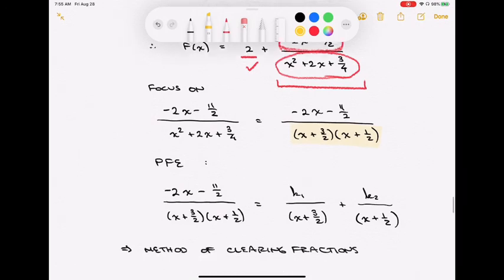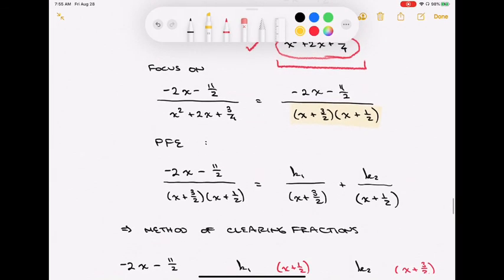What does the PFE say? It says that that quadratic piece can be broken up into a sum of pieces depending on the order of the denominator. The order of the denominator here is 2. They're both unique roots, so I should get a first term that is related to that x plus 3 halves and another one that is related to that x plus a half. I'm trying to find these coefficients k1 and k2.